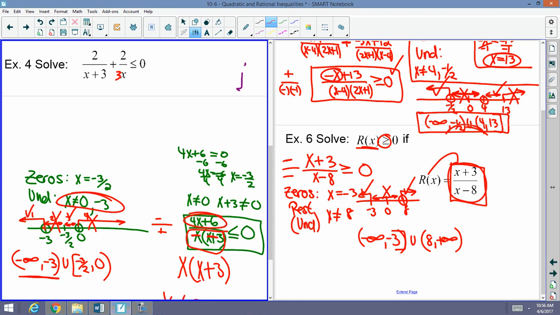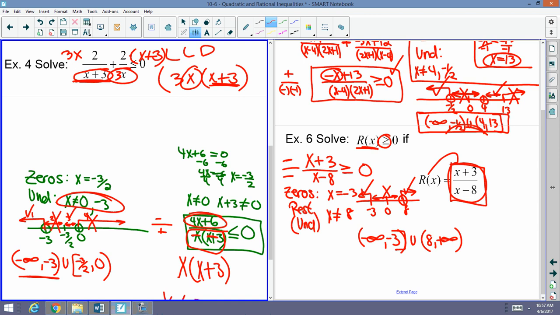If this was a 3x here, then my LCD would be 3x times x plus 3. So now what would I have to multiply to this? What would it be missing? The 3x, man. 3x. Not the 3, the 3x. This is x plus 3. They're two separate polynomials. This is a binomial. That's a monomial. What would I have to multiply to this guy? What is this missing? The x plus 3. Good man. Exactly. And then you'd go from there. Cool? Thank you, my brother.